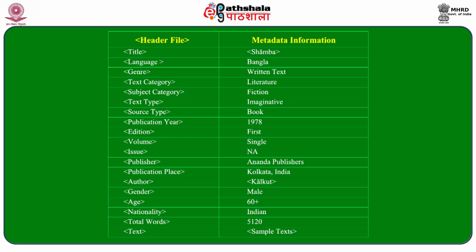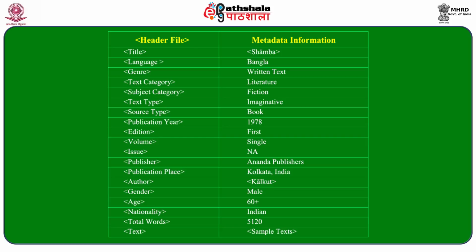Whenever we say text category, we have to find out whether it is literature or non-literary text. Then for subcategory, we give the name of the fiction, and the text type is imaginative text. Source type is a book. Publication year 1978. Edition first. Volume single volume. Issue not applied, because this is a book text not taken from a journal, so there is no question of issue. The name of the publisher which has published the book is included. The publication place where the book was first published is also located there.